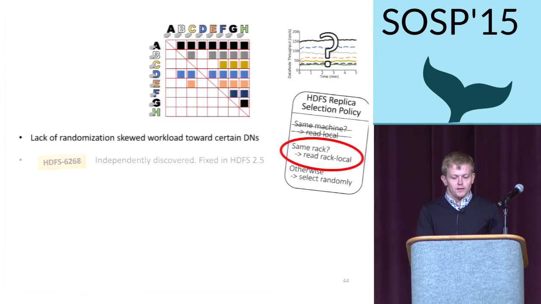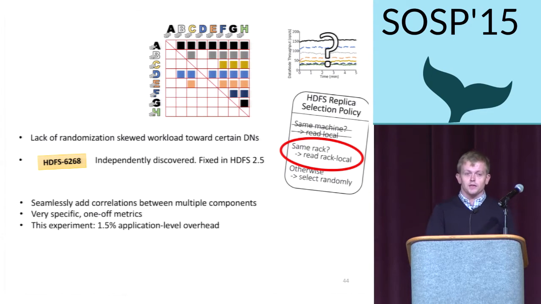So we didn't know about this bug before discovering it with Pivot Tracing. It turns out that another HDFS user had also discovered the bug, and since then it's been fixed in release 2.5 of HDFS. So this experiment demonstrates the kind of seamless correlations that Pivot Tracing can perform at runtime, even for very specific one-off metrics and groupings. The overhead of evaluating these queries was quite low.